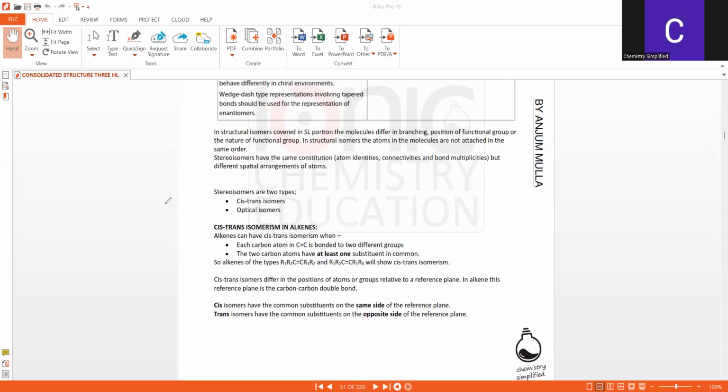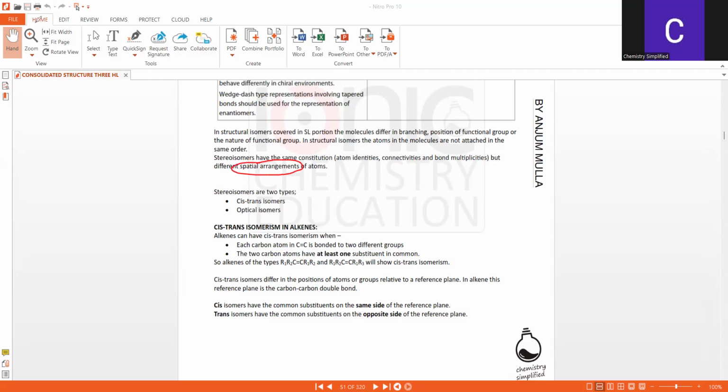In stereoisomers, there is no different position in the bonding or no branching, nothing. In both the isomers, all the atoms are bonded to the same set of atoms. Then how is it different? It's different because its orientation in space is different. Its spatial arrangement is different.